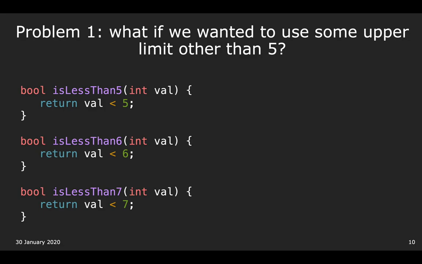First, we literally wrote a function that's called is less than 5, right? You might ask, what if I wanted to change that to a 6 or a 7? Right now, we'd have to write many copies of that, which is really, really bad. So if you were trying to solve this problem and you saw code like this, how would you try to fix it?